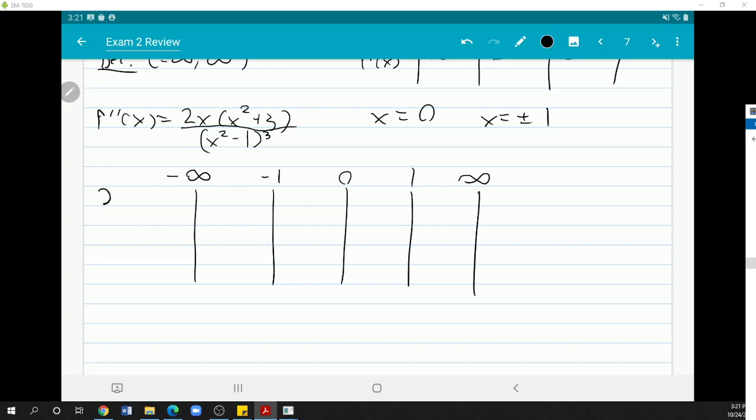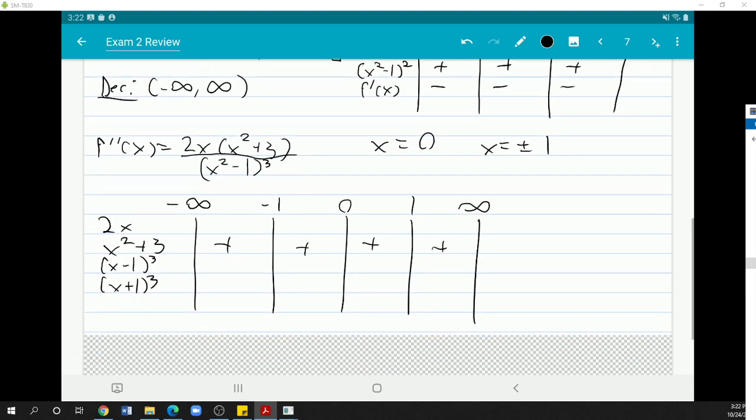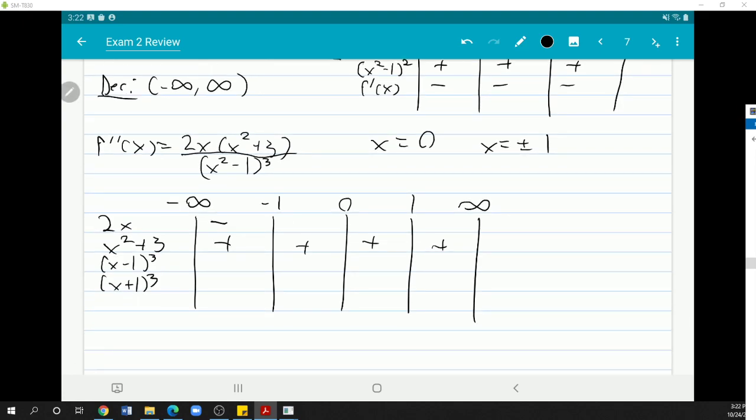What do we have? 2x, x squared plus 3, that's always going to be positive. x minus 1 cubed, x plus 1 cubed. Because I can factor that x squared minus 1 into x minus 1, x plus 1, and then cube those two things. So now let's take a look. So if I plug in a negative number, I get a minus. For this, if I plug in positive, I get positive for the 2x.